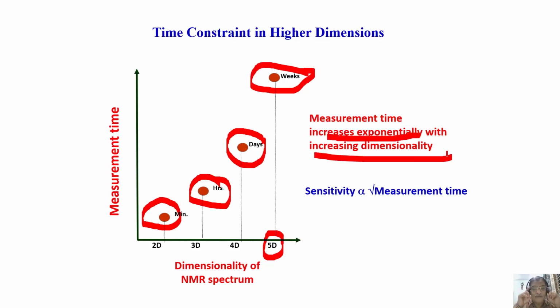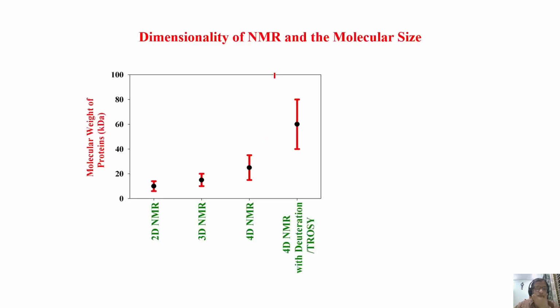So we have to be very choosy in finding out what type of 2D, 3D or 1D experiment you require for your sample. Because measurement time goes exponentially with increasing dimensionality, look here, it is almost exponentially going like this. And it also depends upon the molecular size. For example, look at it. In 2D NMR, up to 20 kilodalton is manageable, 0 to 20. 3D, 20 to 30 is still okay. Above that, you need 4D NMR.